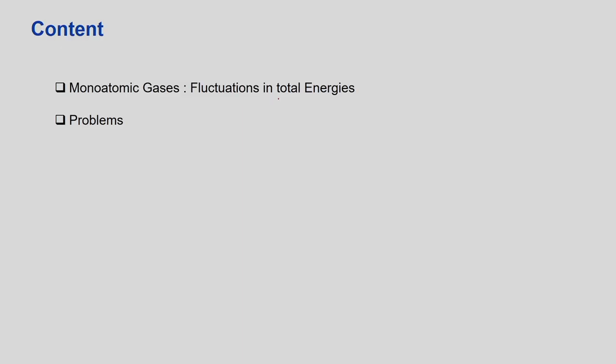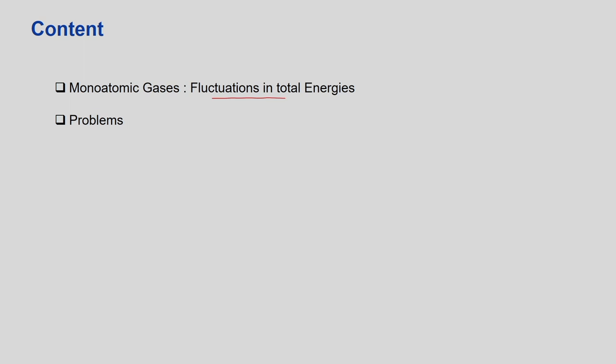Welcome back. So today we are going for the concluding lecture of module 2. In the previous lecture we have seen the Gibbs entropy equation, and in today's lecture we will study an important factor, that is the fluctuation in properties. In this case we will consider the fluctuation in energy, specifically for the monoatomic gas. So our primary focus is to study the fluctuation in total energies.